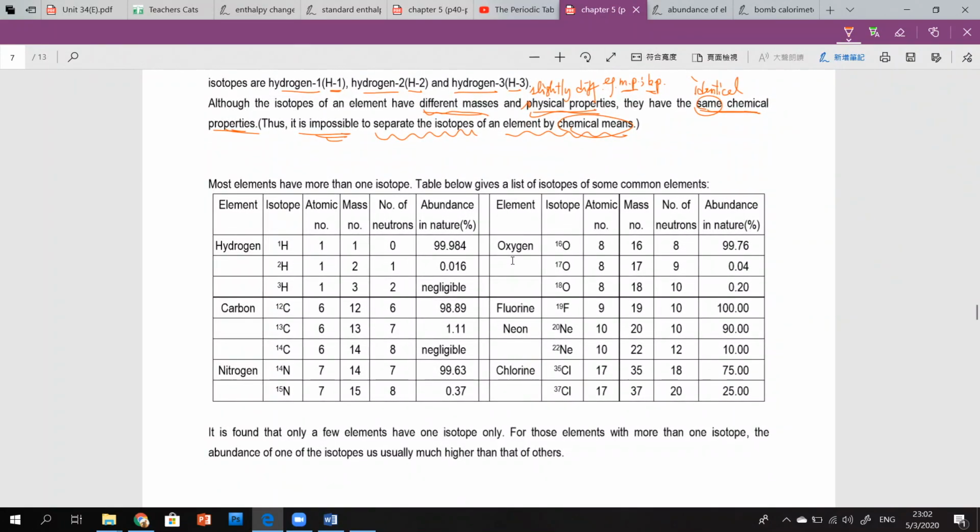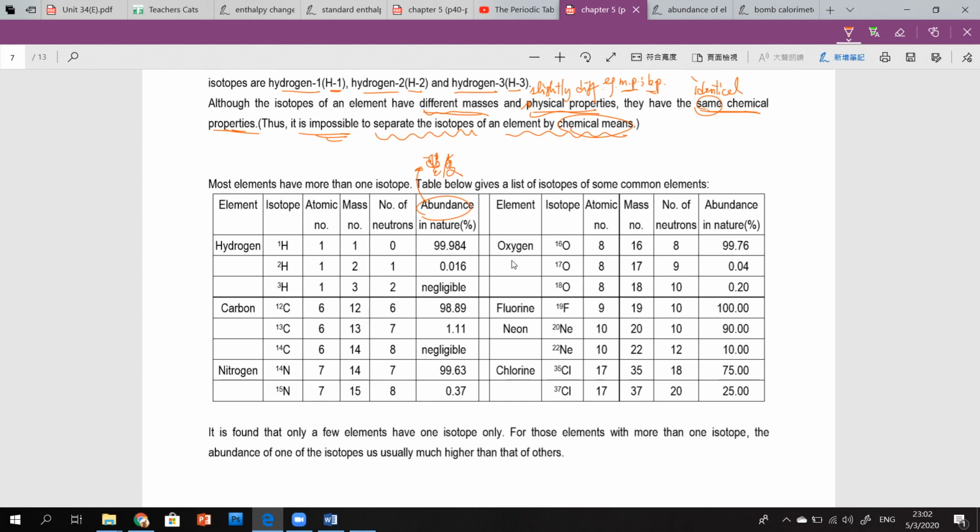Now, in the world, do you mean that, Mr. Chin, all elements have their own isotopes? Yes, but their abundance is different. Abundance means how much of each there is, relatively, when you compare with their own element.